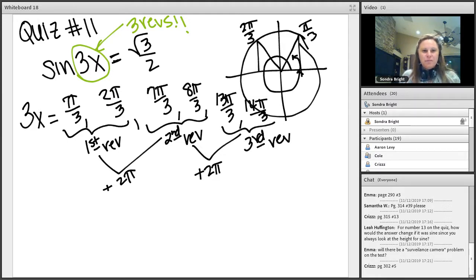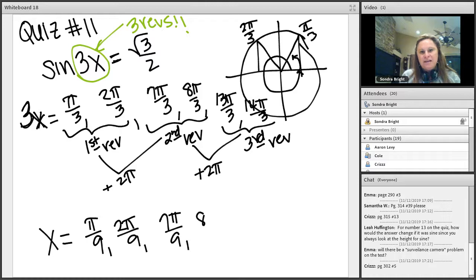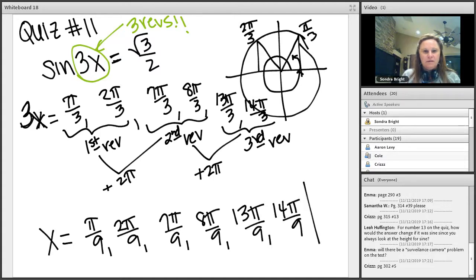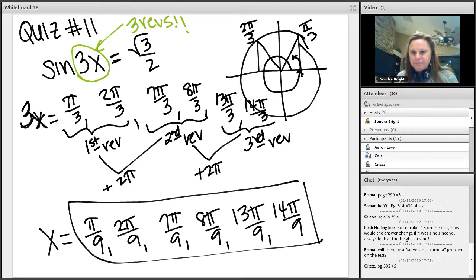All right, then you've got one more step, and that is, right now you have solved for 3x. You need to solve for x by dividing both sides of the equation by 3. And that will just give you a pi over 9 and a 2 pi over 9 and a 7 pi over 9 and an 8 pi over 9 and a 13 pi over 9 and a 14 pi over 9. There you go.